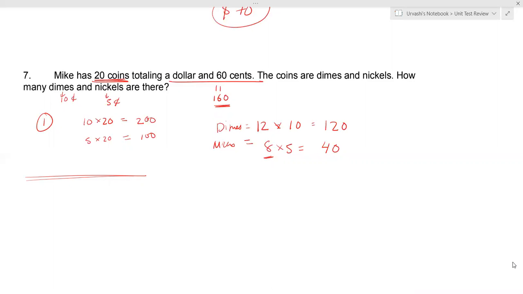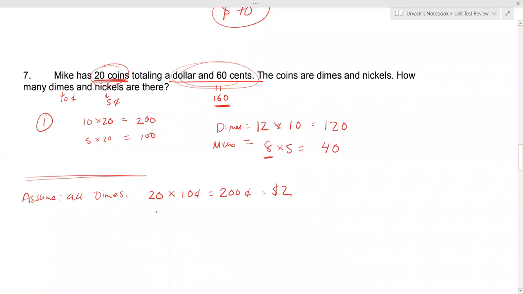Who did it another way? So let's see. You can assume all nickels or all dimes. This brings us back to our first couple lessons. Let's assume all dimes. If they were all dimes, I would have 20 dimes, and each is worth 10 cents, so I would have 200 cents, which is also $2. But we know that our total is 160. So what's the next step?